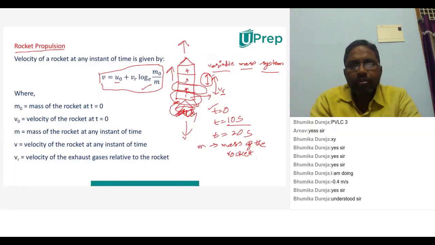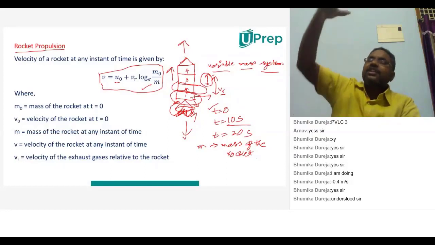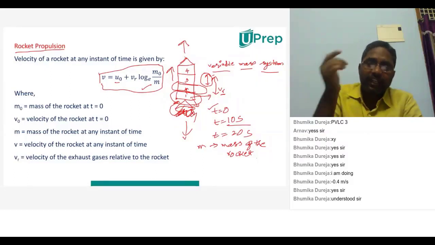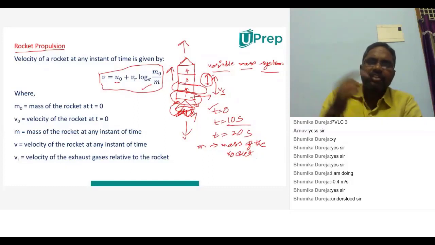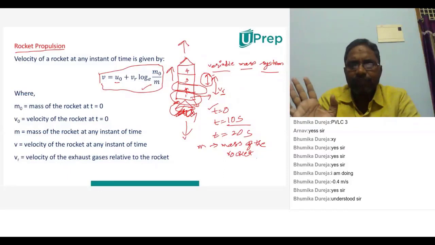Sir, can you explain inelastic collision also? Which one? Sir, inelastic collision. Here we are not discussing collisions. The rocket is moving up because of the change in mass actually. So we are applying Newton's second law of motion for a variable mass system, and we are finding the equation here. Okay, and in inelastic collisions, the law of conservation of momentum will be valid and the law of conservation of kinetic energy is not valid.